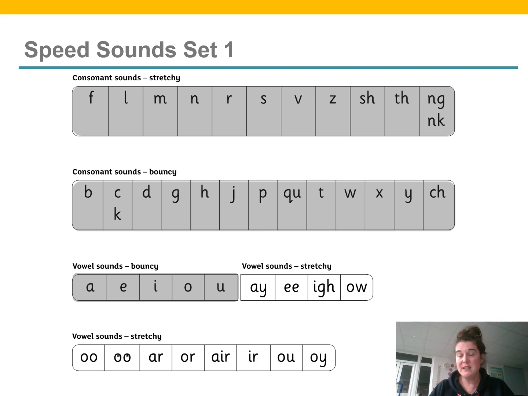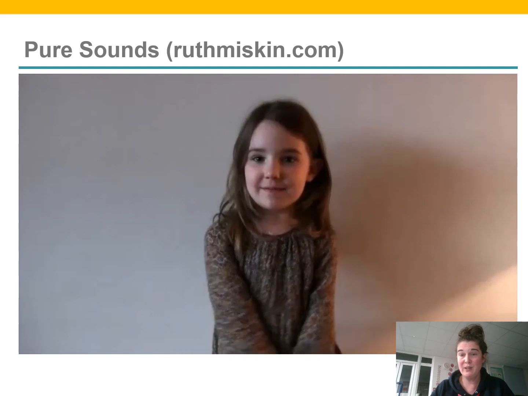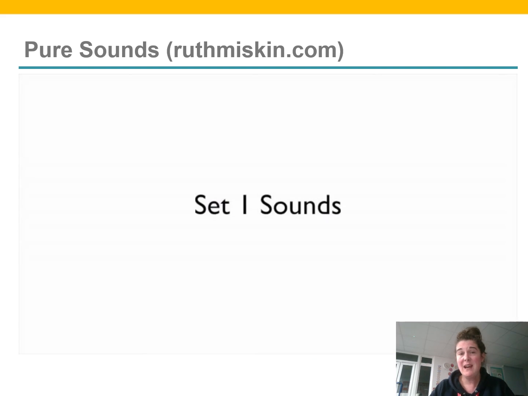These sounds on this page that are in white are the set 2 sounds, and all of those sounds are stretchy. If you click on the link on this page, it will take you to Sylvie on the Read Write website, showing you how to pronounce each sound. And this is something that I think you're going to find really, really useful.